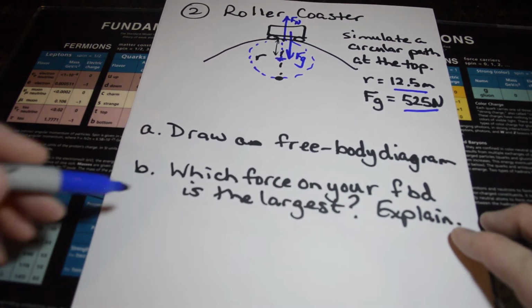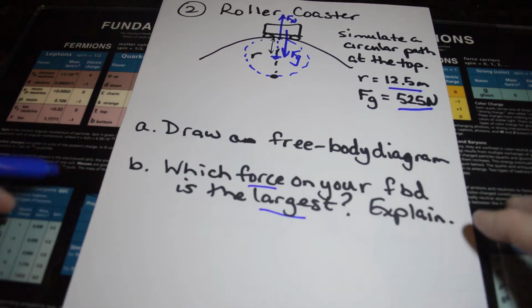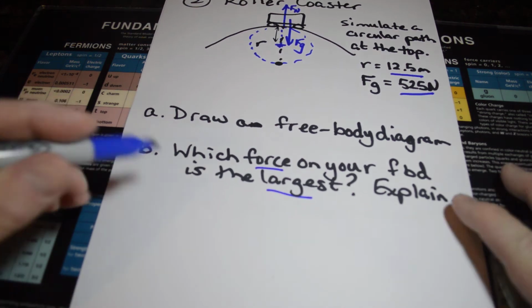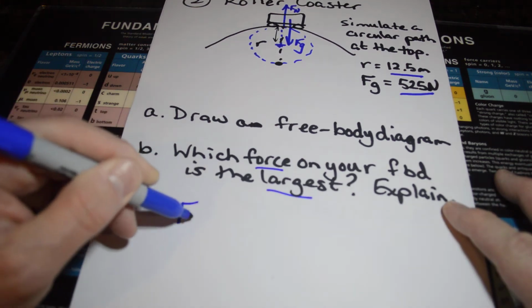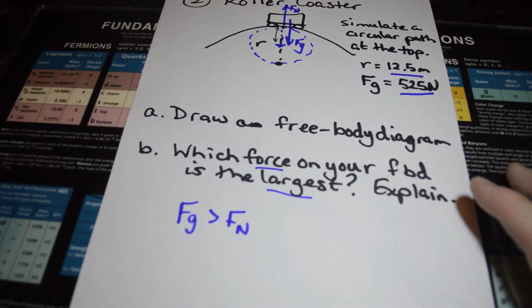The next question says, which force of the two would be the largest in your free body diagram? FBD standing for free body diagram. And the answer to that is the force due to gravity has to be greater than the normal force in this case. Do you know why?